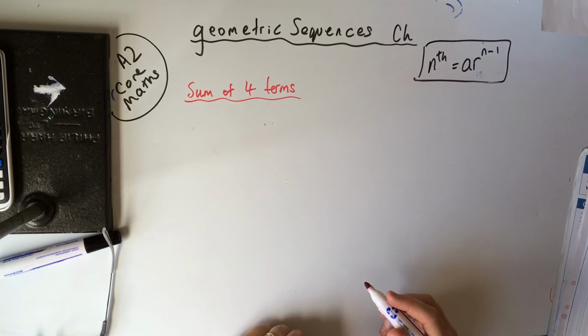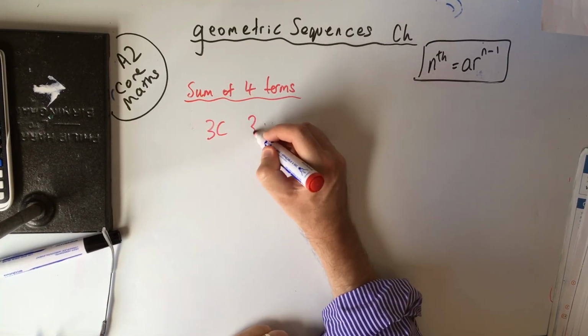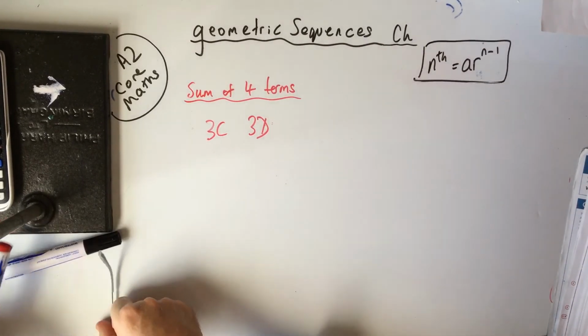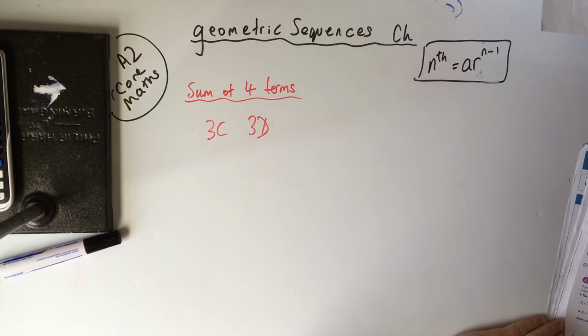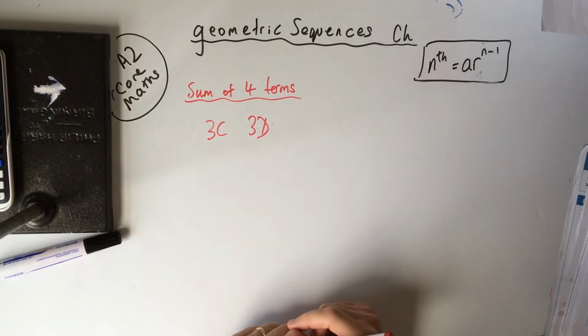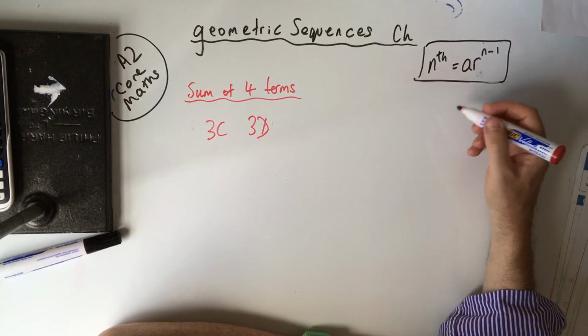So have a go at exercise 3C and 3D. I think they are the next two in that book. 3D is the sum of infinity, yeah. So have a go at 3C and 3D before the next lesson. And I can't remember whether I've got you next Thursday or the week after.